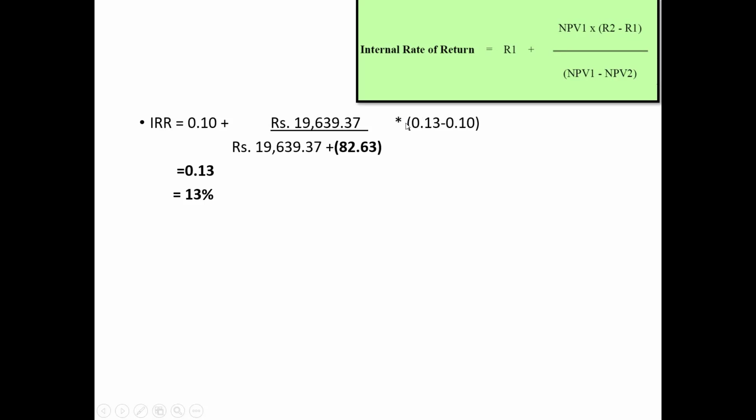Then we are going to multiply it with 0.13 and the difference is 0.10, which is the NPV of the lowest rate. So the differences between rates we have to take. Now, when you do these calculations, you will ultimately get 13% approximately for IRR.